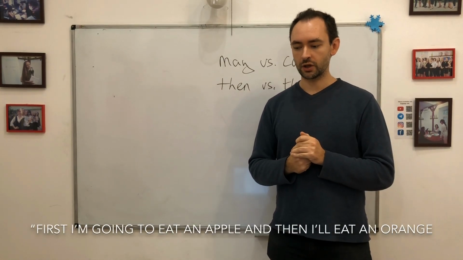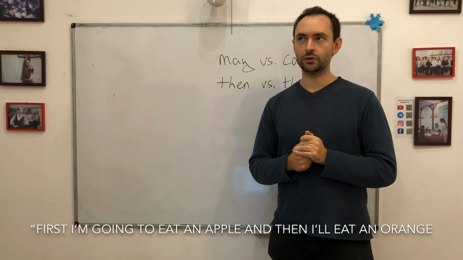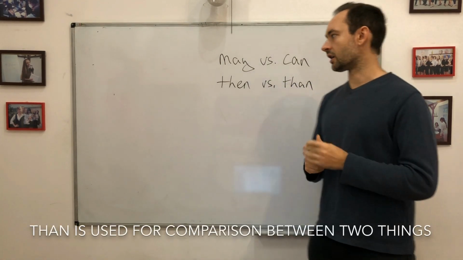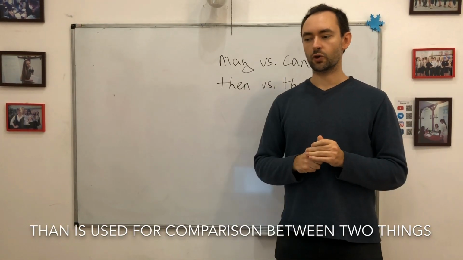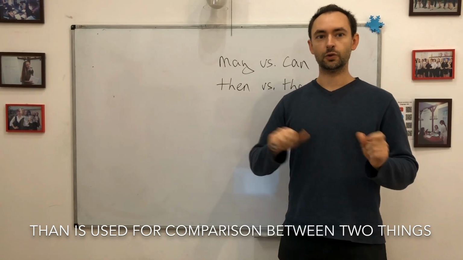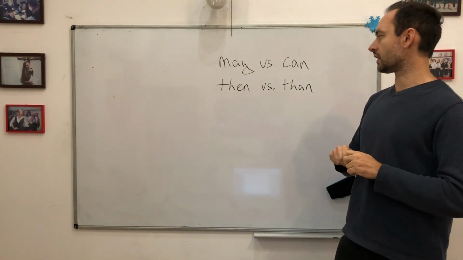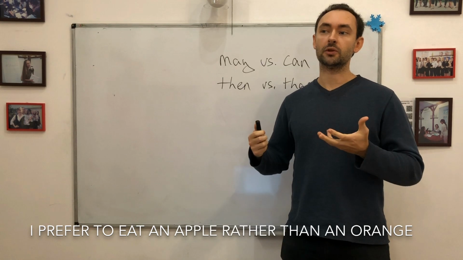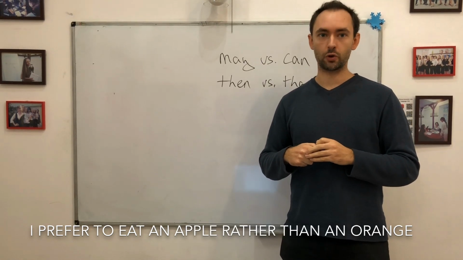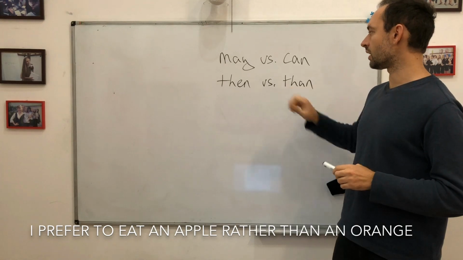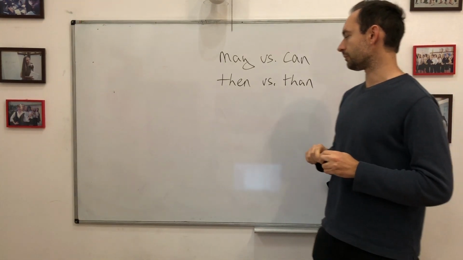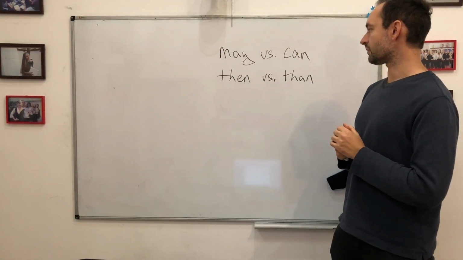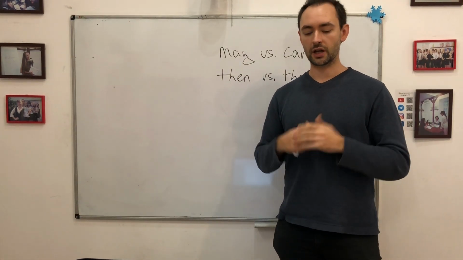So, for example, you would say, okay, first I'm going to eat an apple and then I will eat an orange. Than is used for comparison between two things. So you would say such a thing as, I prefer to eat an apple rather than an orange. Okay, so the two are confused, not just in spelling, but also in meaning, and there's definitely a big difference between the two of them and how you should use them.